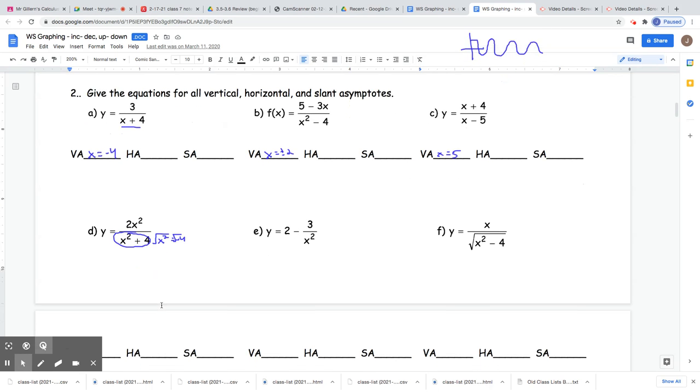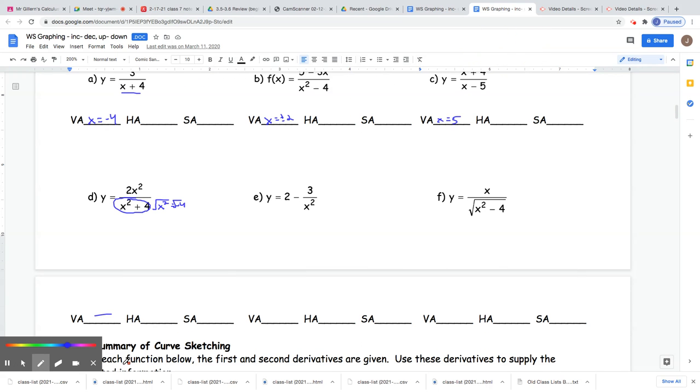Where is that? Oh, it's right there. So there would be no vertical asymptotes. So that's vertical asymptotes: the bottom equal to 0.